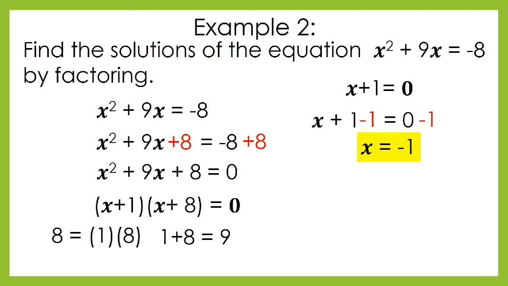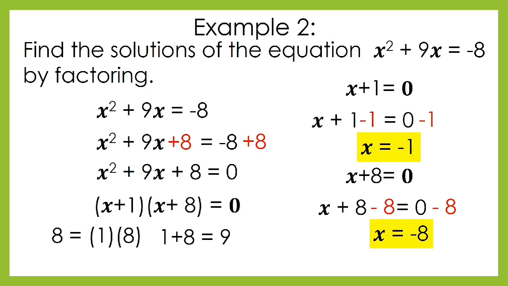The second factor is x plus 8. We will now equate it to 0. We now have x plus 8 equals 0. And then solve for x. We subtract 8 to both sides of the equation. And then we simplify. We now have x equals negative 8. Negative 8 is the second solution of the equation. Let us check if the solutions are correct.